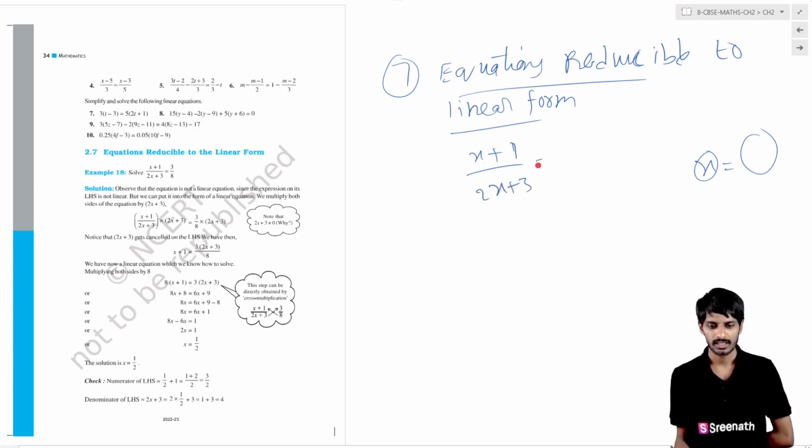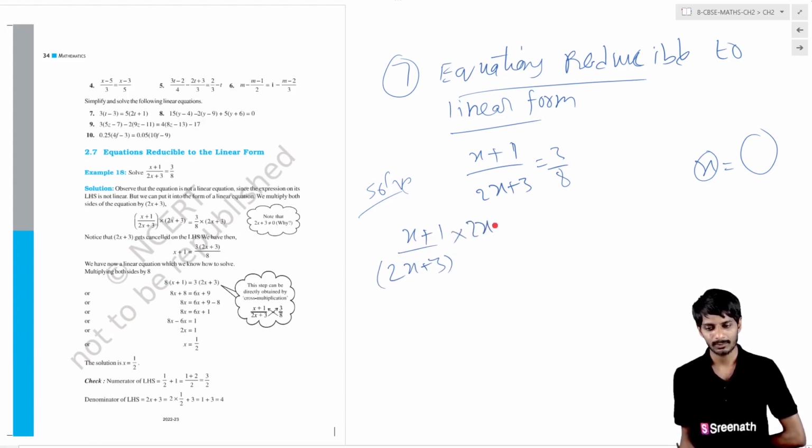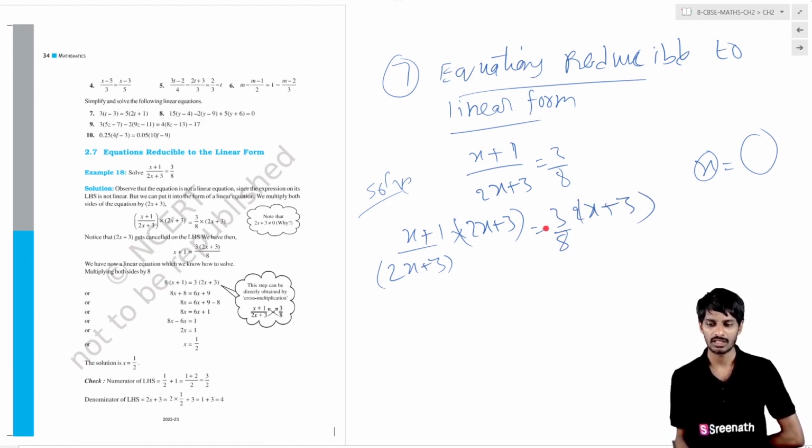x plus 1 by 2x plus 3 equal to 3 by 8. Okay, this is the equation. So how will you do it? For that we have to solve it. This is x plus 1, this is 2x plus 3. You have to multiply the denominator 2x plus 3 on this side, and multiply that 2x plus 3 on this side also. Multiplying the same number on both sides does not change the value of the equation. So this will cancel, and it will be x plus 1 equal to 3 divided by 8 into 2x plus 3.